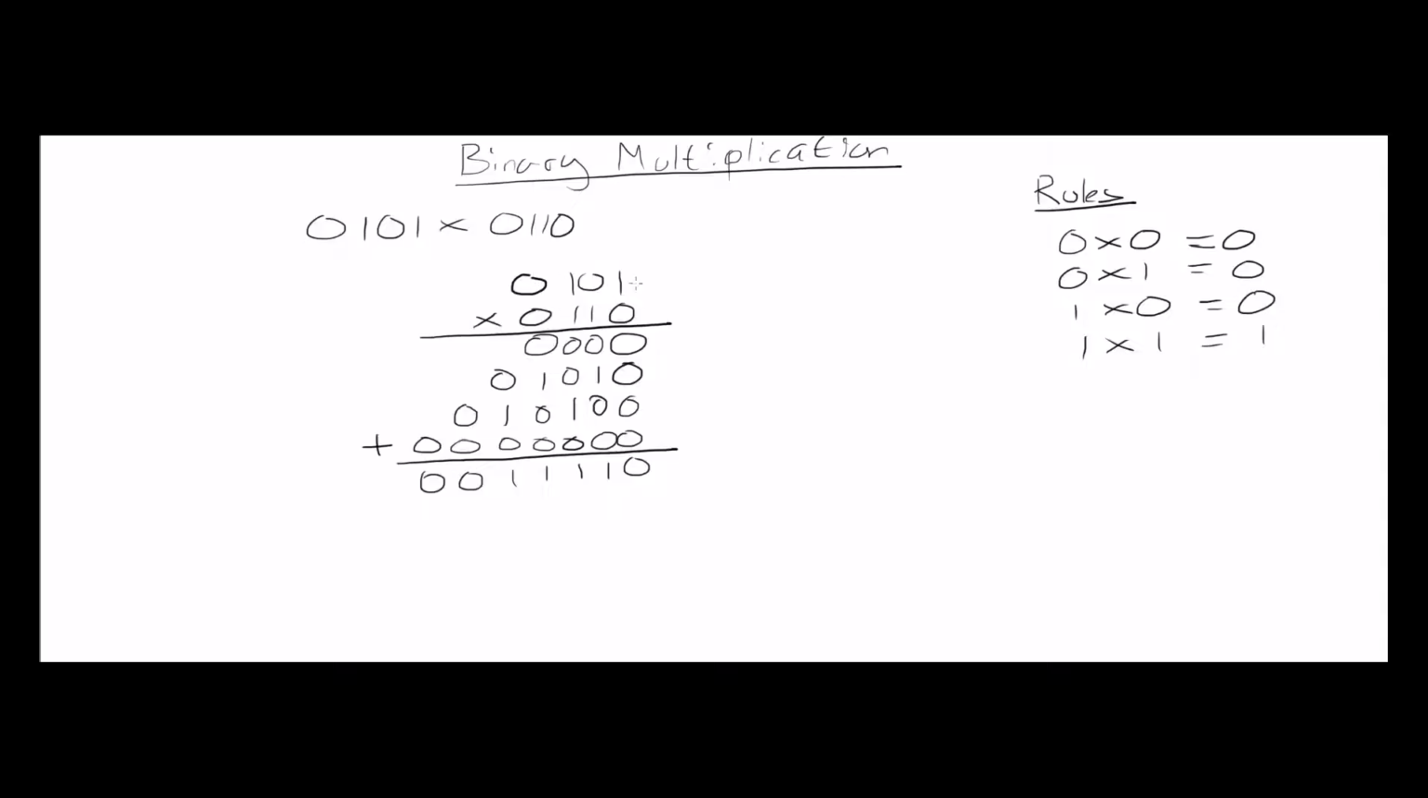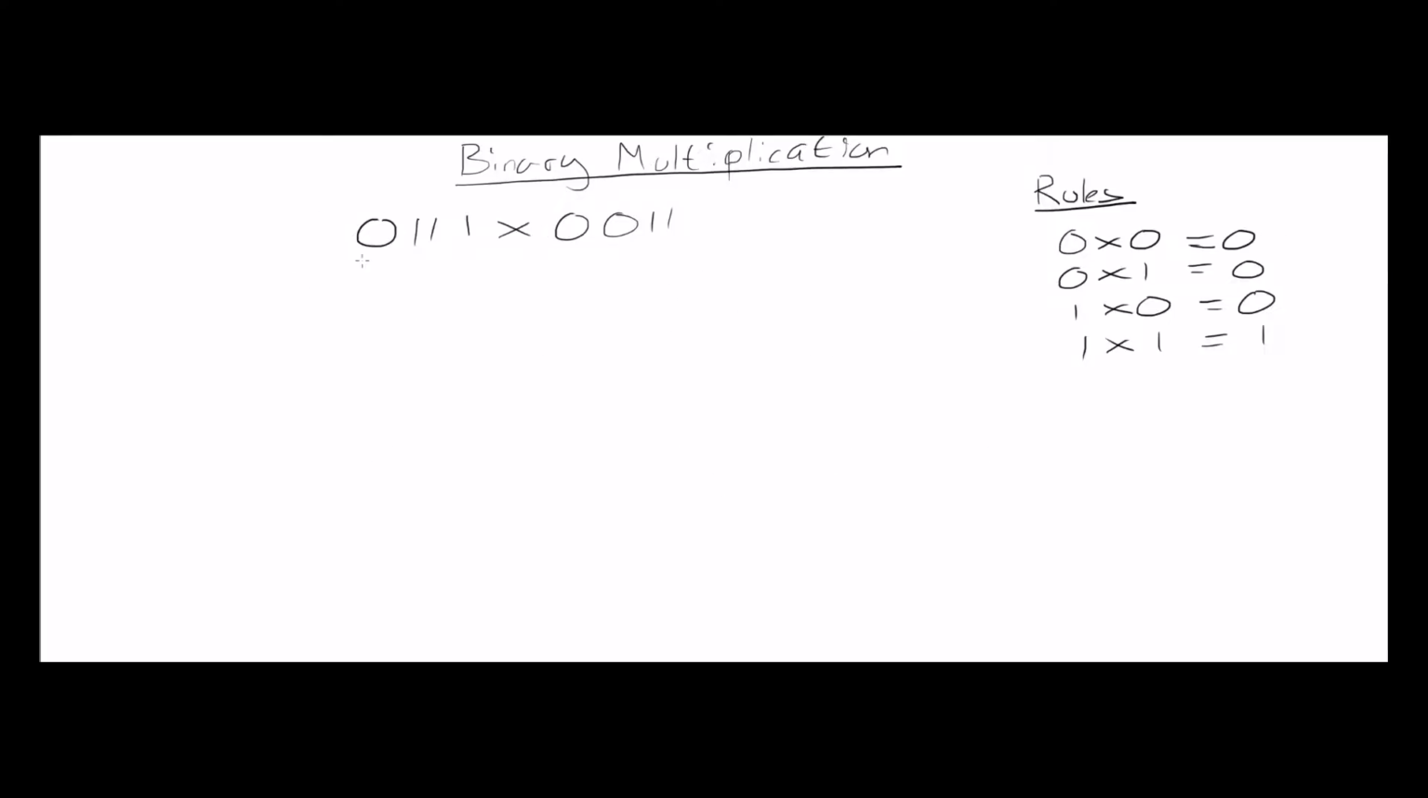So if we go back to our starting numbers then, this number in decimal was 5, because we've got a 4 and a 1 here. And this number is 6, because we've got a 4 and a 2. So the answer that we're expecting is 5 times 6, which should give 30. And if we look at our answer here, and convert this bit pattern here to decimal, we've got 16 plus 8 plus 4 plus 2, which gives the answer 30.